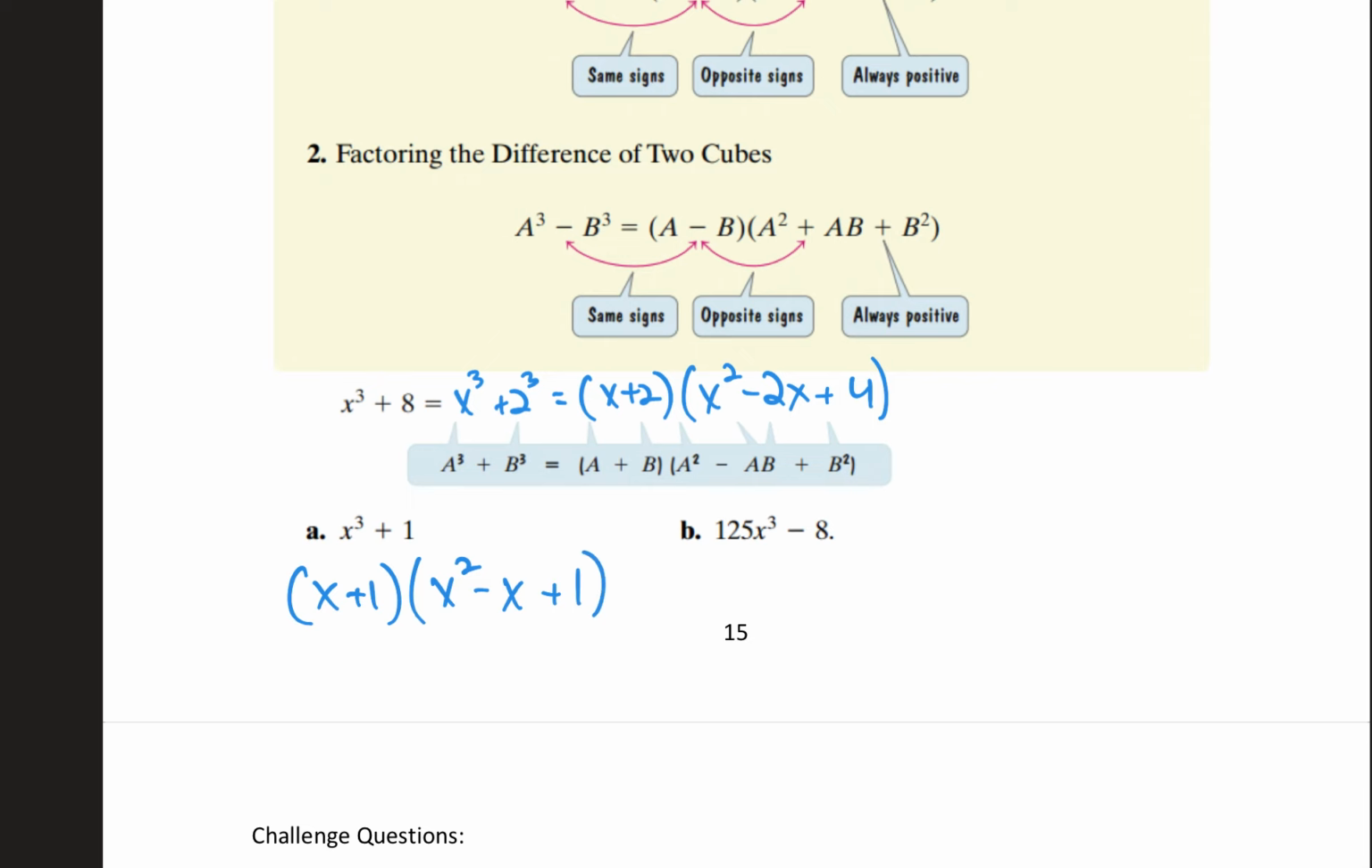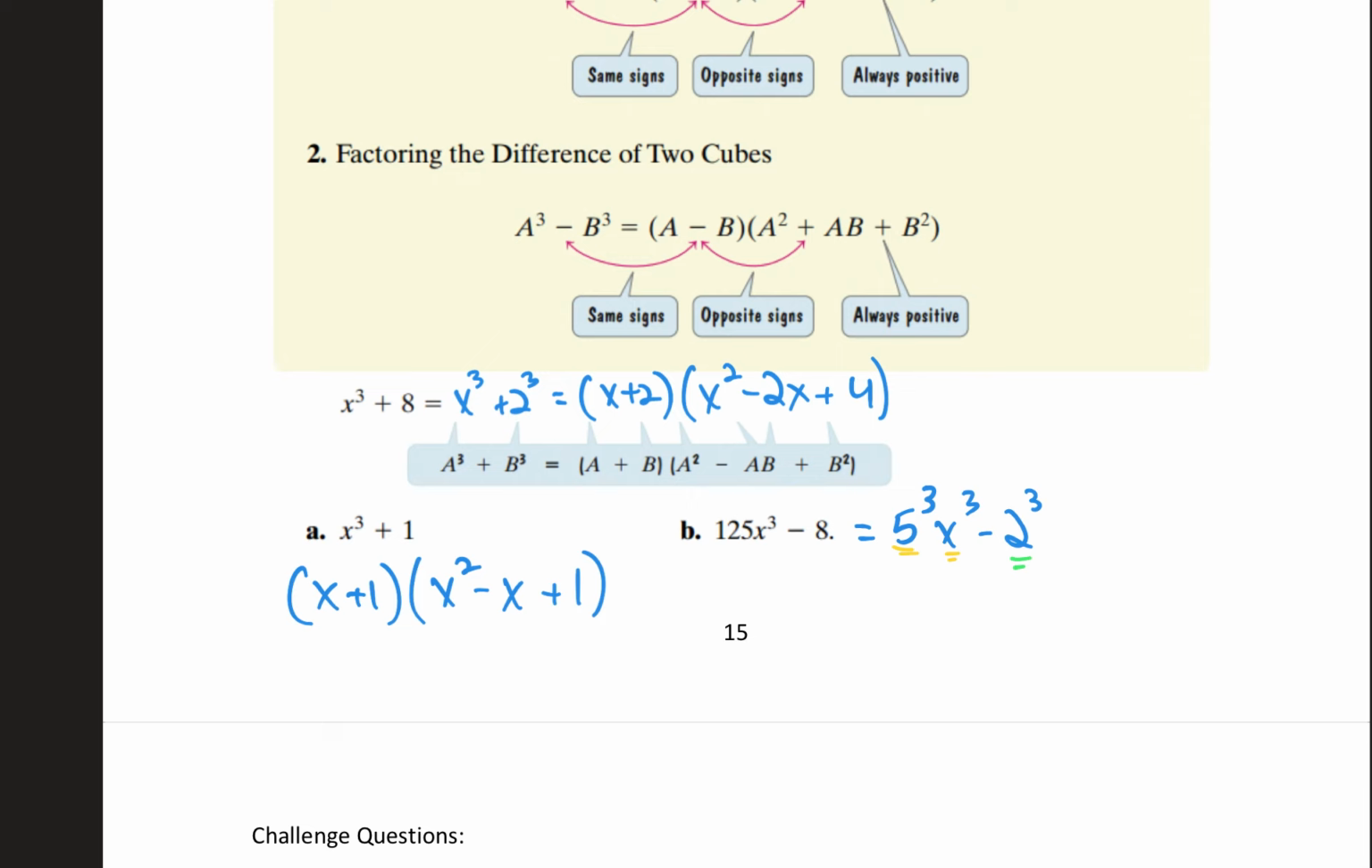There you go. All right, now taking a look at this difference of cubes. Here I'm going to rewrite that with my cubes. 125 is 5 times 5 times 5, which is 5 squared. Sorry, not 5 squared, 5 cubed. x cubed is x cubed, and 8 is the same thing as saying 2 cubed. This is going to help me out with my a and my b.